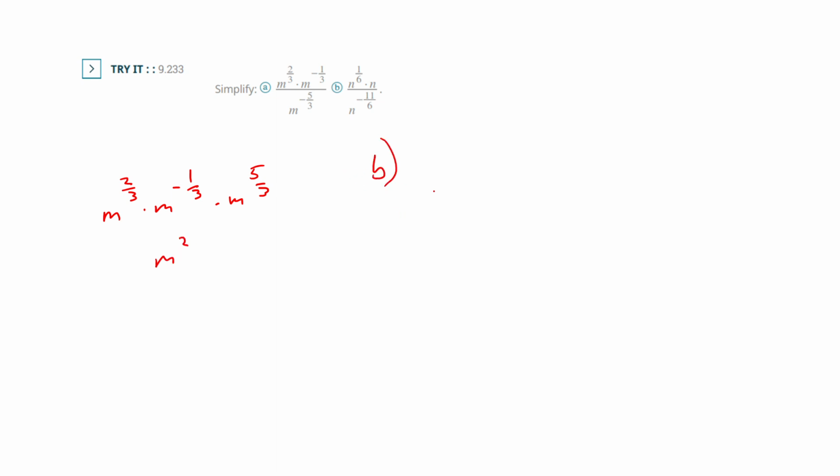Okay, let's look at b here. I'm going to move everything to the top. Okay, that's 6 over 6. So I made the n to the first 6 over 6 so that I have a common denominator. Now let's add this. I've got n to the 18 over 6, which is n to the third.